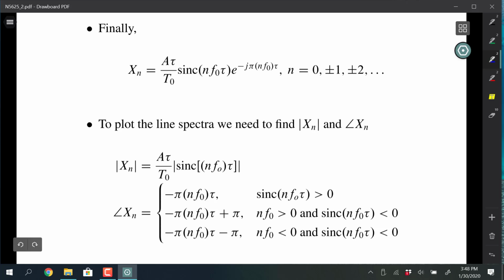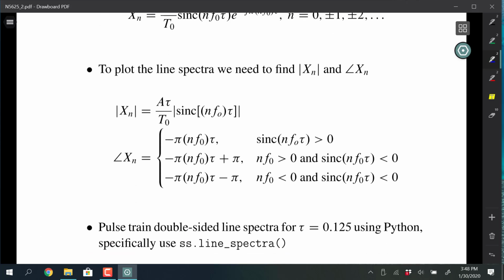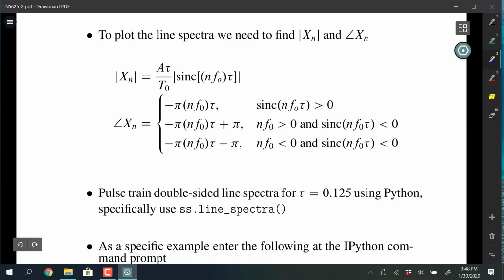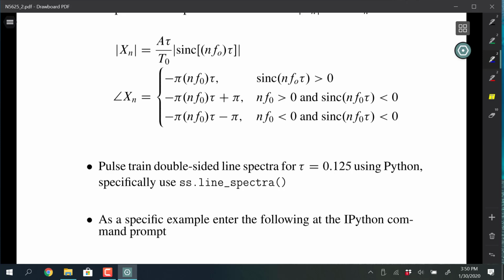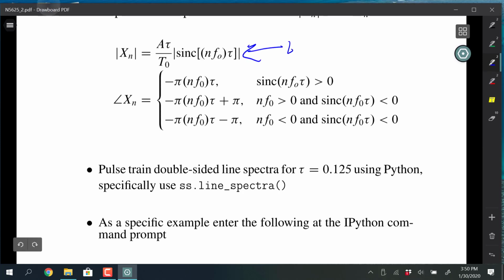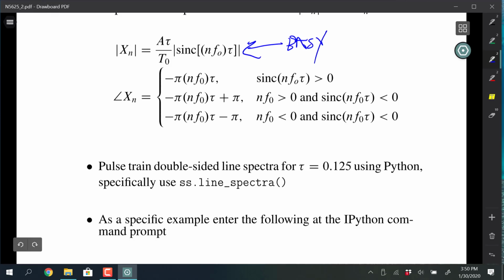So when you finally put that together, you get this nice formula for the Fourier coefficient in terms of the sinc function. And then we can go ahead and plot the sinc function if we want to. What I did here in the notes is I used the line spectra plotting function that I have built into the SIGSYS module and plotted a particular value. The magnitude of the coefficient is easy. The phase is messy, is all I can say.